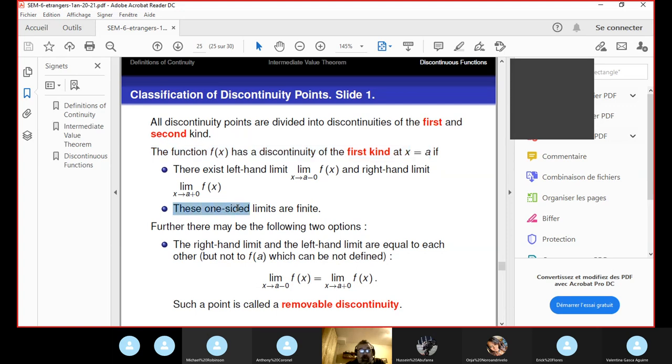In addition, these one-sided limits are finite. You see? Then, if we take the discontinuity of the first kind, maybe the right-hand limit and the left-hand limit are equal. But if we have a discontinuous function, these limits are not f of a. Because, for example, this function can be not defined at the point a, but the limits exist. The one-sided limits exist.